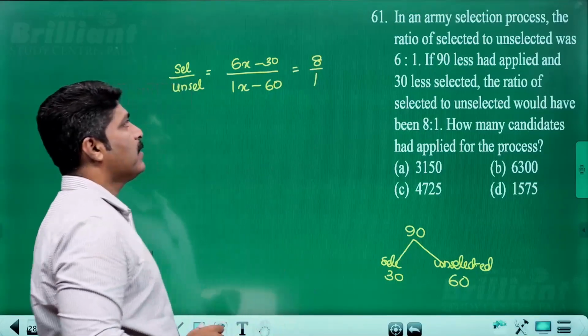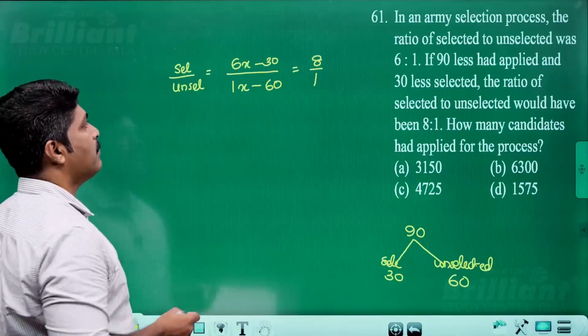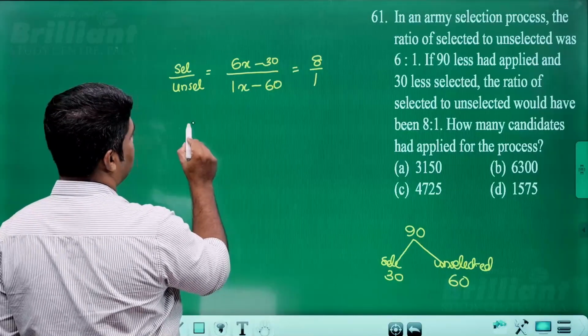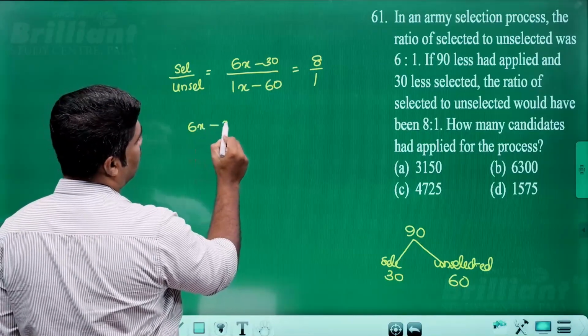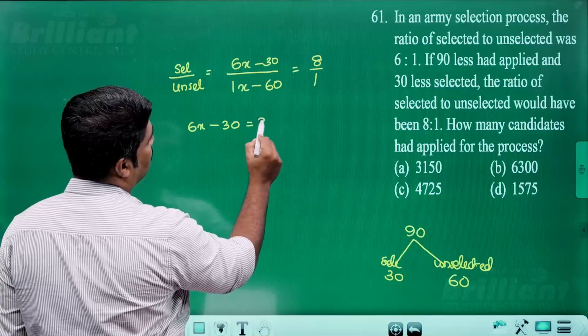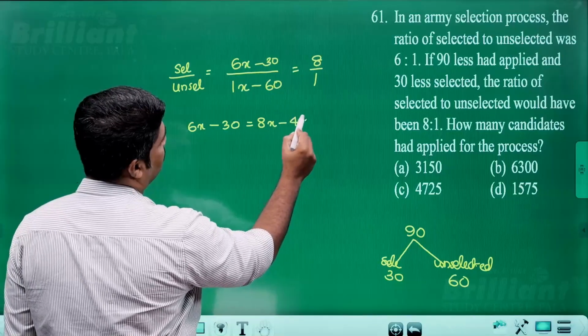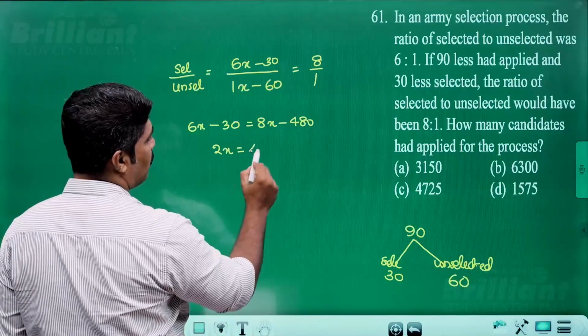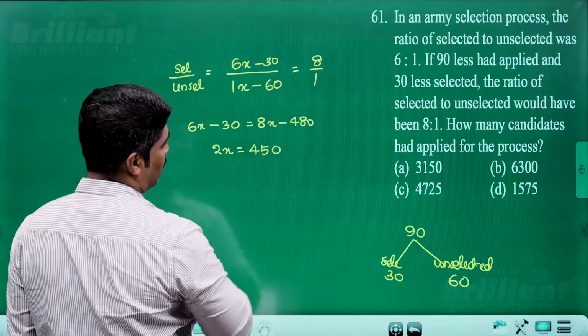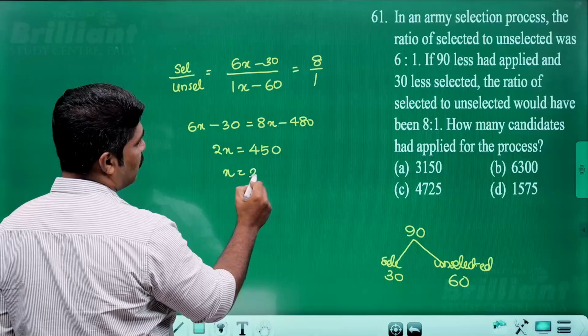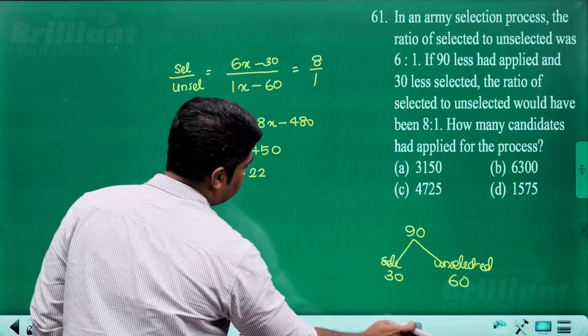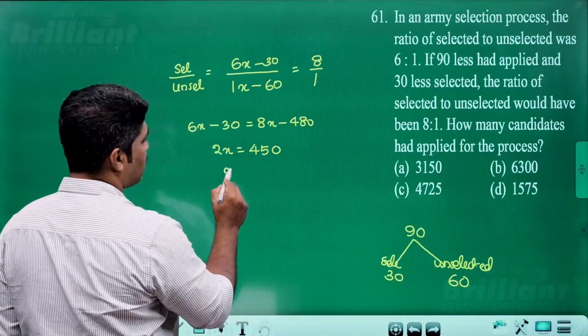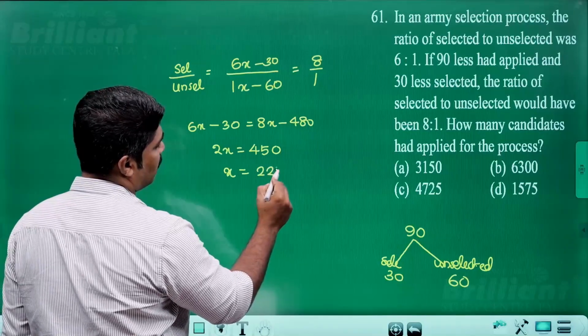Therefore, we can find the value of x through cross multiplication. Just do the cross multiplication here. This is 6x minus 30 is equal to 8x minus 480. Therefore, 2x is equal to 450. Hence, the value of x is equal to 225.